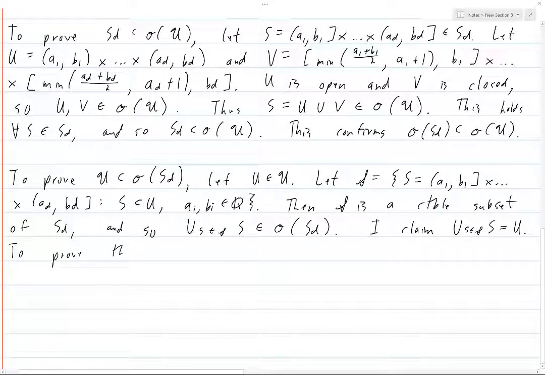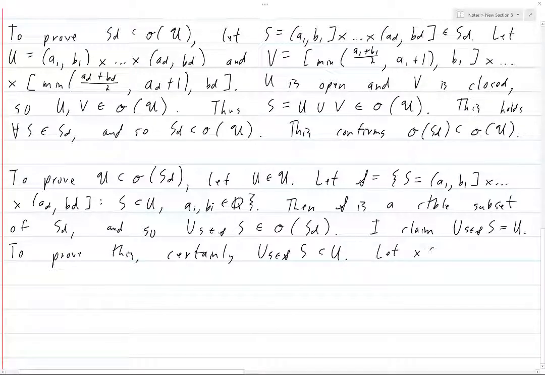And to prove this, let X be an element of U. Well, actually, let's first say, certainly, the union is going to be contained in U because each element of this set S is a subset of U. And so if you take a union of a bunch of these things, you're still going to be in U. And so this union is a subset of U.